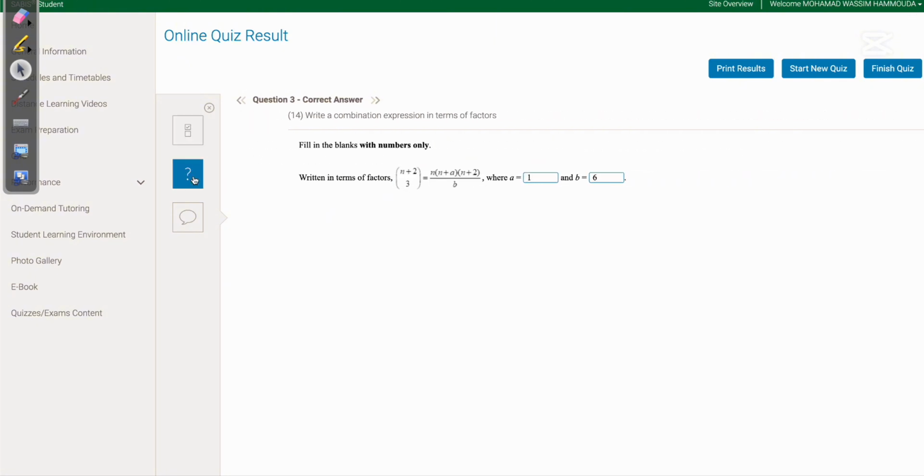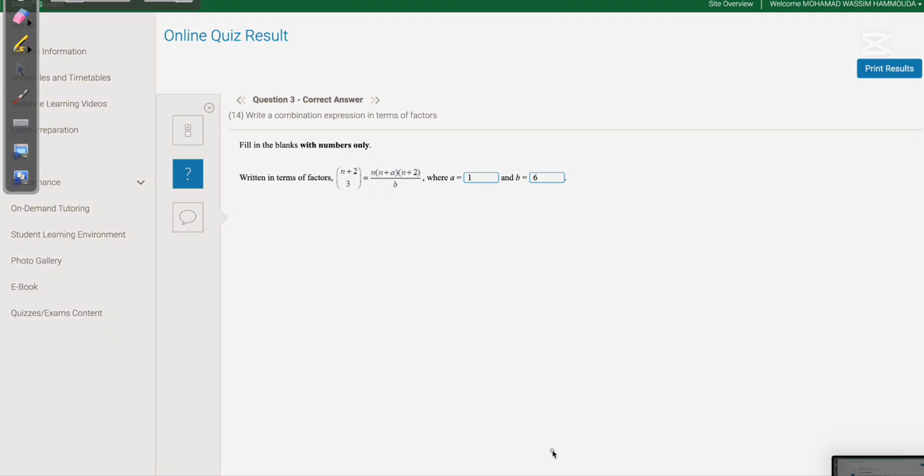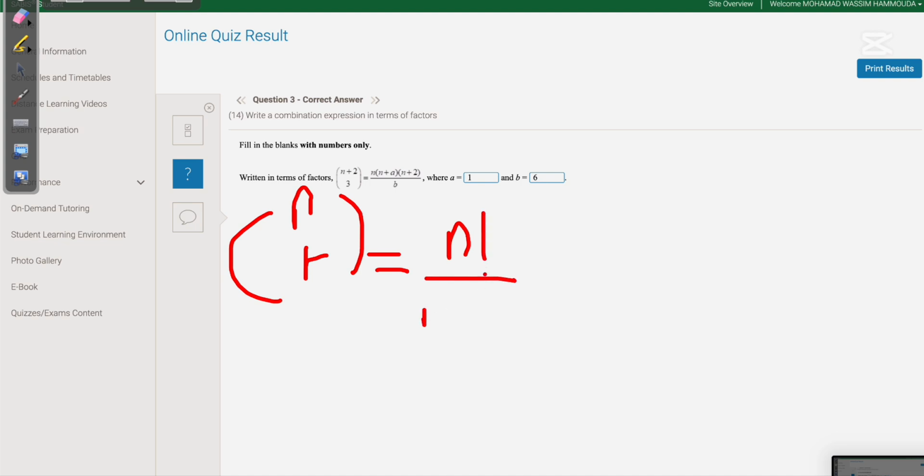Number 3. Written in terms of factorials, n plus 2 C3 is equal to n times n plus a, n plus b. For this question, they want us to write n plus 2 C3 in terms of factorials. The general rule is that nCr is equal to factorial of n over factorial of r times factorial of n minus r.